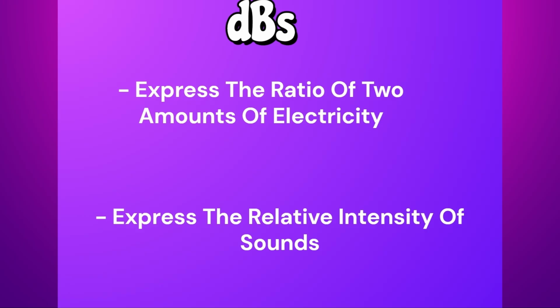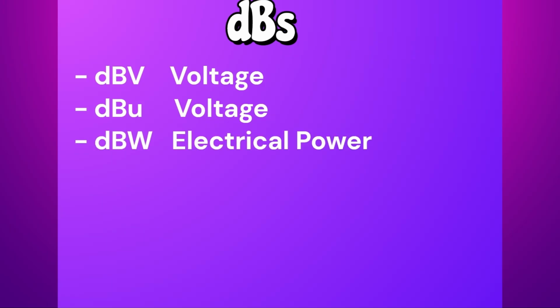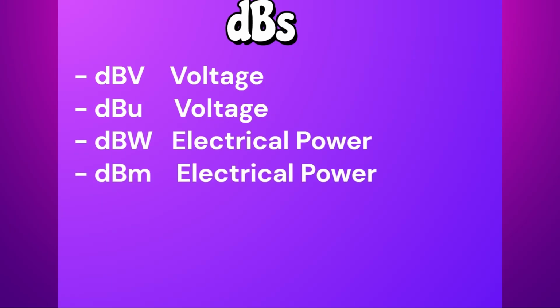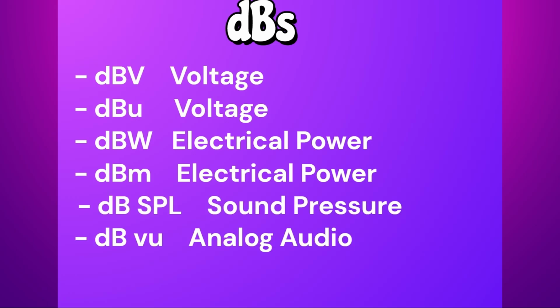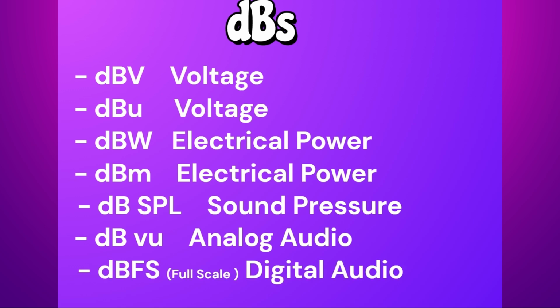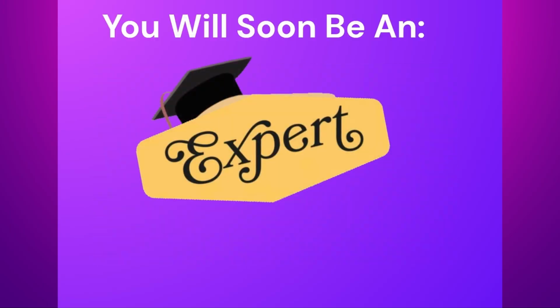Where did it come from? I'll explain. You may have heard all or some or one or two of these types of dB. There's dBV, there's dBu, dBW, dBm, dBSPL, and more. Here we go. dBVU and dBFS, or full scale. Wow, a lot to digest, but in a few minutes, you'll be an expert on this.